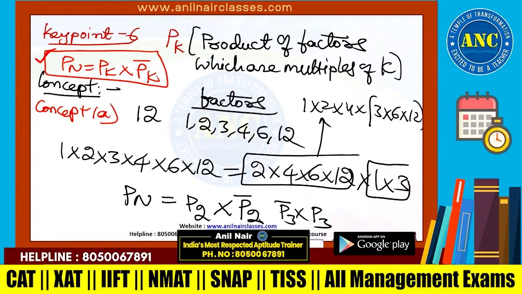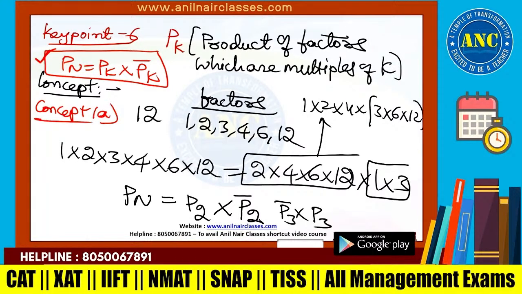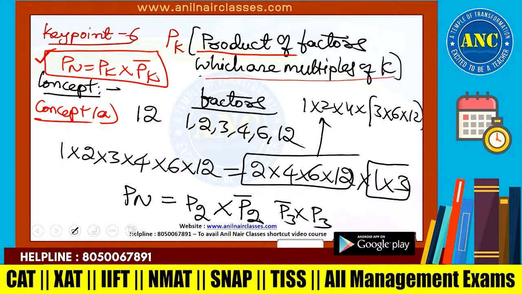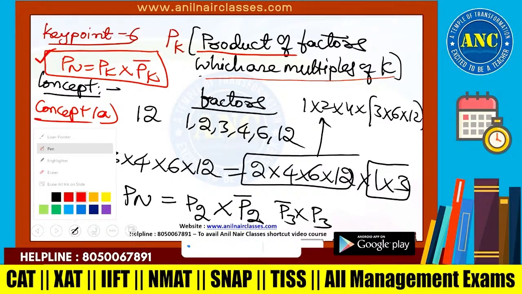I will do 1b. I hope concept 1a is clear. Product of the factors is Pk into Pk bar. Now concept 1b. How to find out the product of factors which are multiples of k. Concept 1a, concept 1b. Please write down a question.